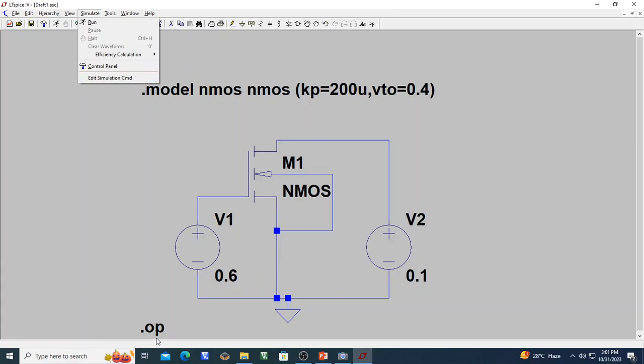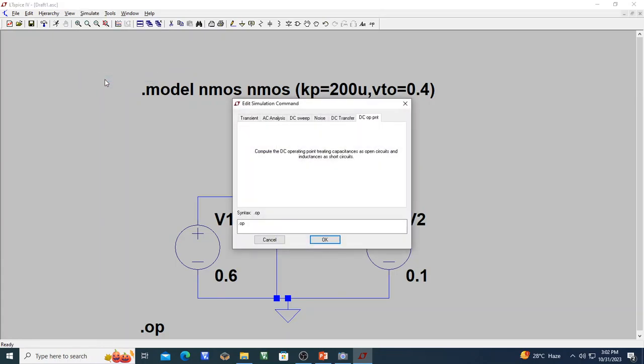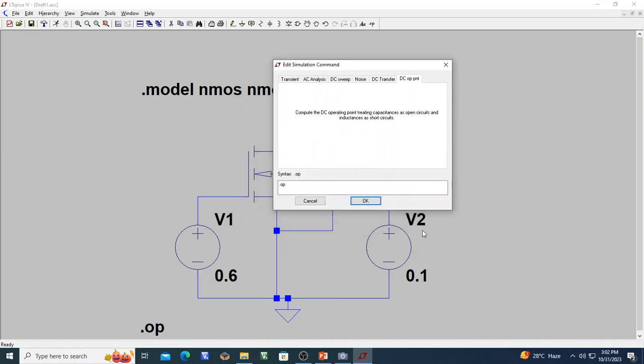So this dot op was giving different voltage and current for given values of V1, V2. Now since I want to change this V2 from 0 to 1 volt, I cannot use dot op again, so I should change the simulation command. So go to edit simulation command. Here there is an option called DC sweep. As you know, sweep is nothing but changing. So what do you want to change? I want to change this source V2 value from 0 to 1 volt.